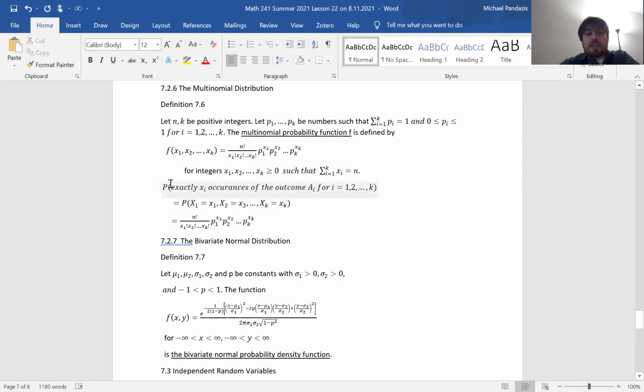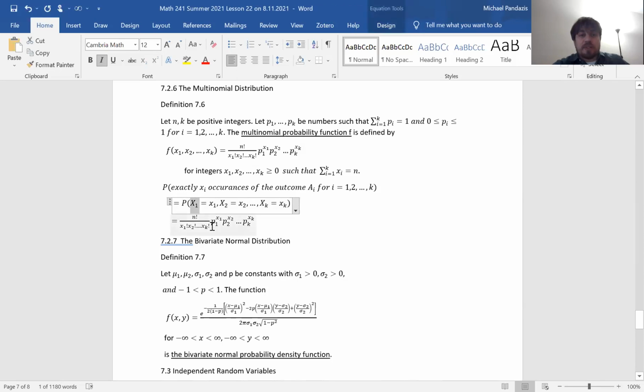Okay, so the probability of exactly x sub i occurrences of the outcome a sub i from i equals 1 to k is equal to the probability that capital X1 happens little x1 times, capital X2 happens little x2 times, and capital Xk happens little xk times. Well, the p's are the probabilities of these things happening. So if X1 happens little x1 times, you would want to multiply p1 x1 times. If X2 happened little x2 times, you would want to multiply the probability p2 x2 times, and so forth, up to including p sub k to the x sub k times, right?